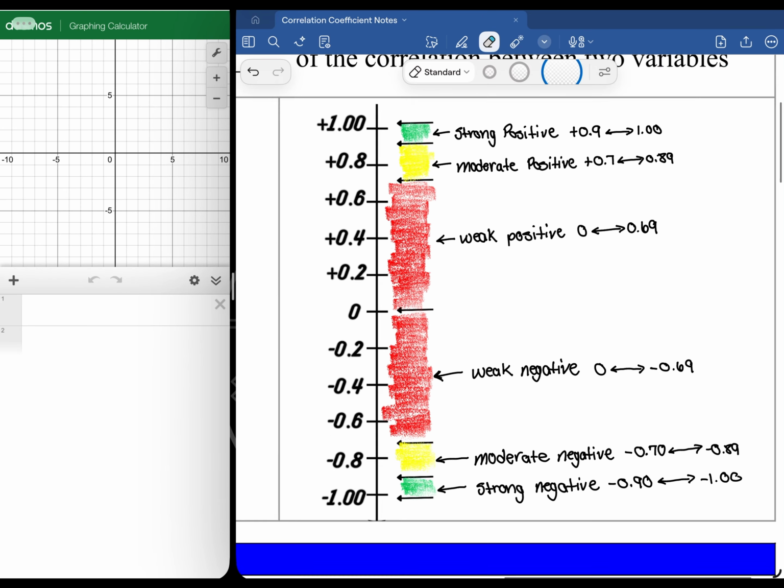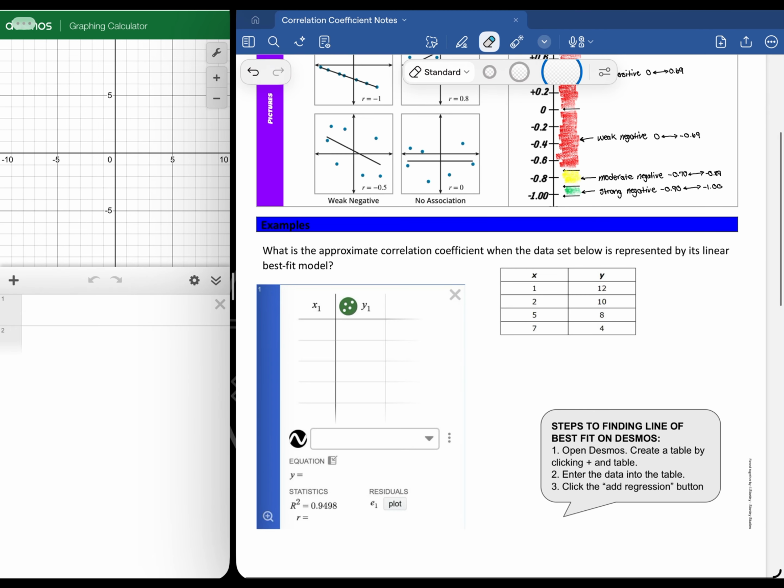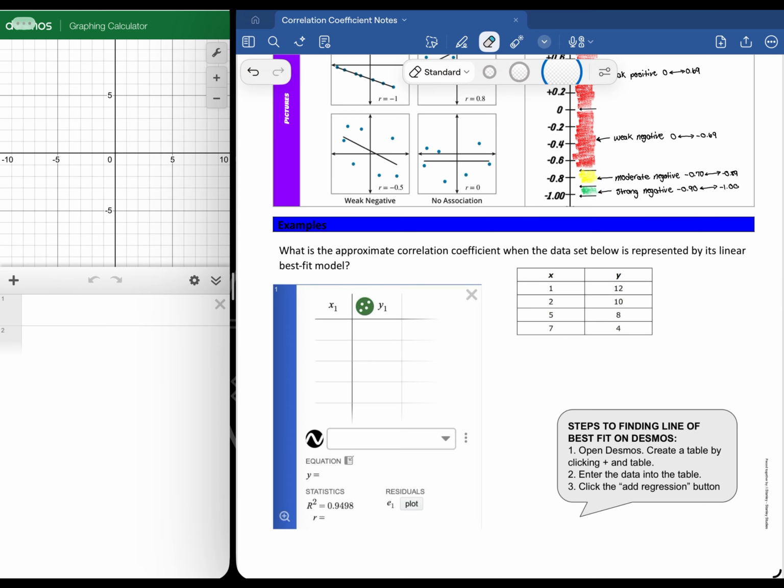All right, so now let's look at example one. In example one, it says, what is the approximate correlation coefficient when the data set below is represented by a linear best fit model? So in order to find the correlation coefficient, we're going to start off with a table. The way we get our table is hitting the plus sign and selecting table. Then we're going to enter our data into that table. Now, if it's a scatter plot, we have to estimate the points. If it's already a table given, we just enter those point values exactly the way they are.